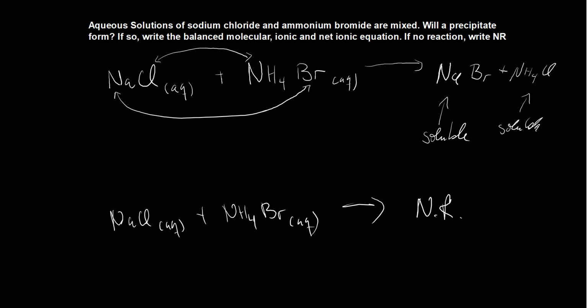The only way we can get a precipitation out of this is if we add yet another substance that will form an insoluble compound. So we would need to add, for example, silver, to precipitate that out if we wanted to. Okay, I hope you found this informative.